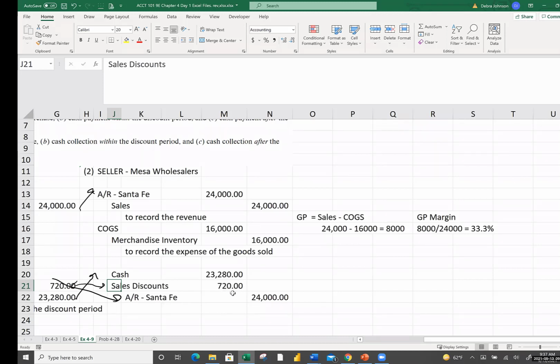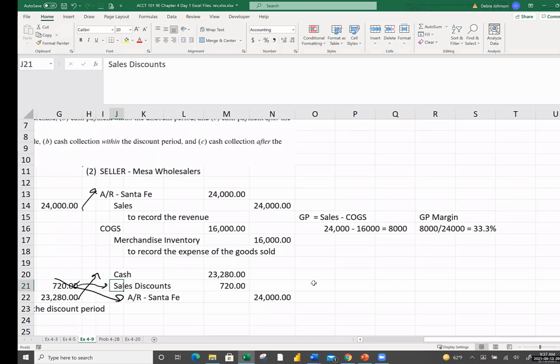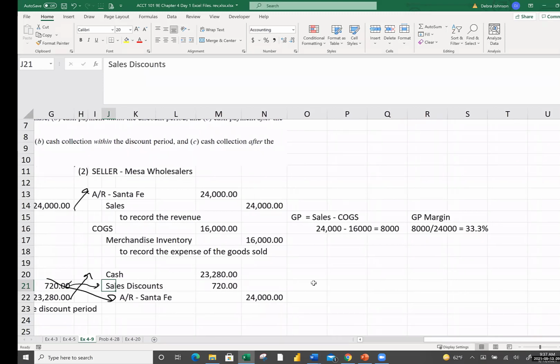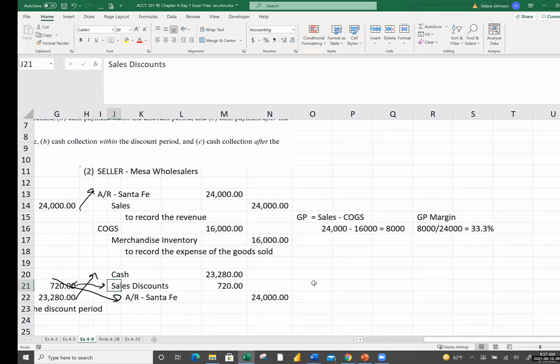So companies always have to weigh, is it worth it for us to offer that 3% discount? Companies that want their cash in really quick, it's worth it. Other people may say, well, you know what? Maybe we shouldn't offer that prompt payment discount.